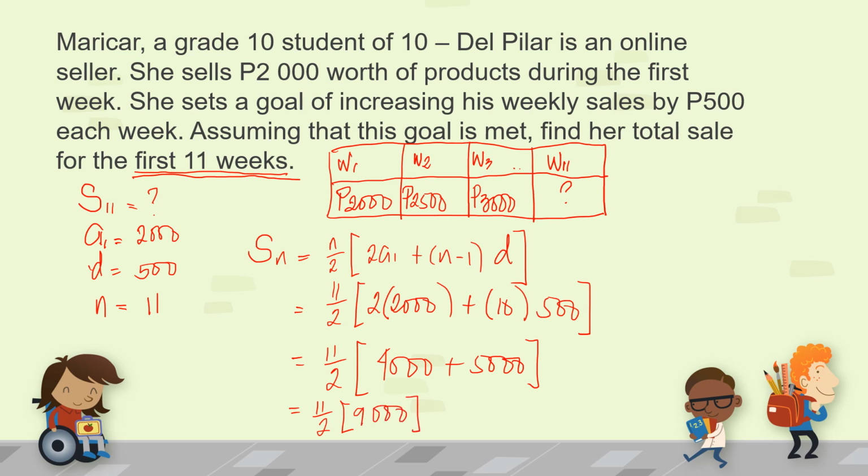And then, we can simplify that as 11 multiplied by the quotient of 9,000 and 2, which is 4,500. So that gives us a sum of 49,500. So that would be the total sales of Maricar if the goal is met at the end of 11 weeks. Okay, did you get it?